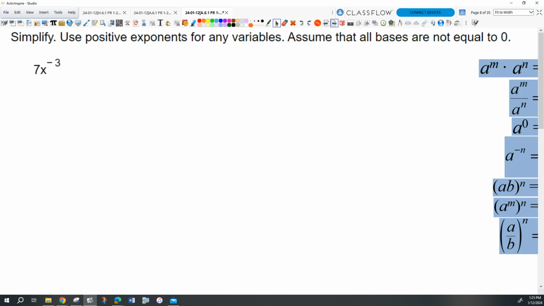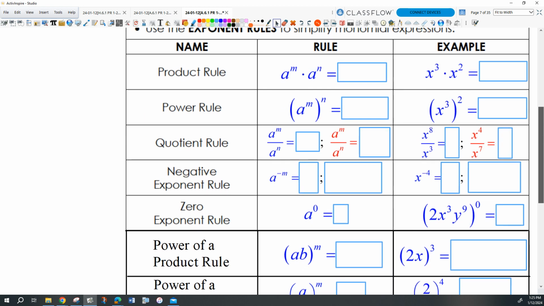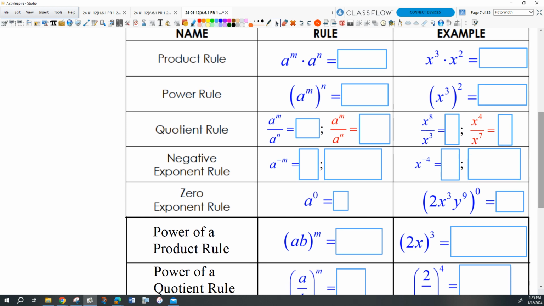All right. So now let's practice these rules. So product rule. Remind me what that was. A to the M times A to the N is A to the M plus N. Good. A to the M to the N power is A to the M times N. Exactly. So let's compare two examples then. X cubed times X squared, everybody, is X to what power? X to the 5th. Good.